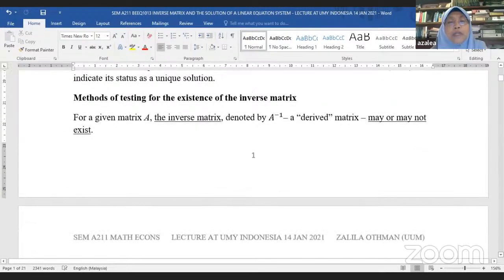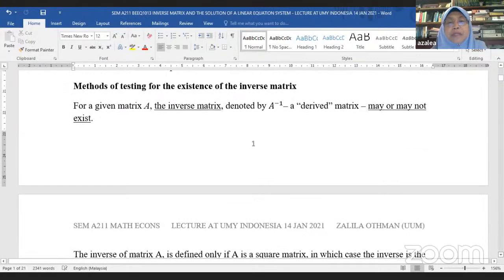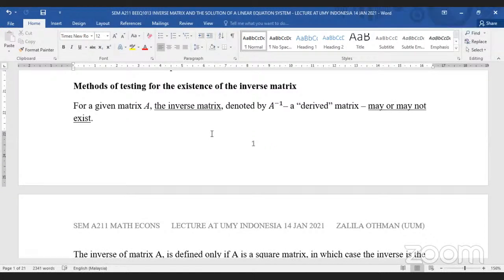For the matrix equation form, we have a method for testing for the existence of the inverse matrix. This is the advantage of solving a linear equation using the matrix method, because it provides us with a way for testing whether a solution exists or not.